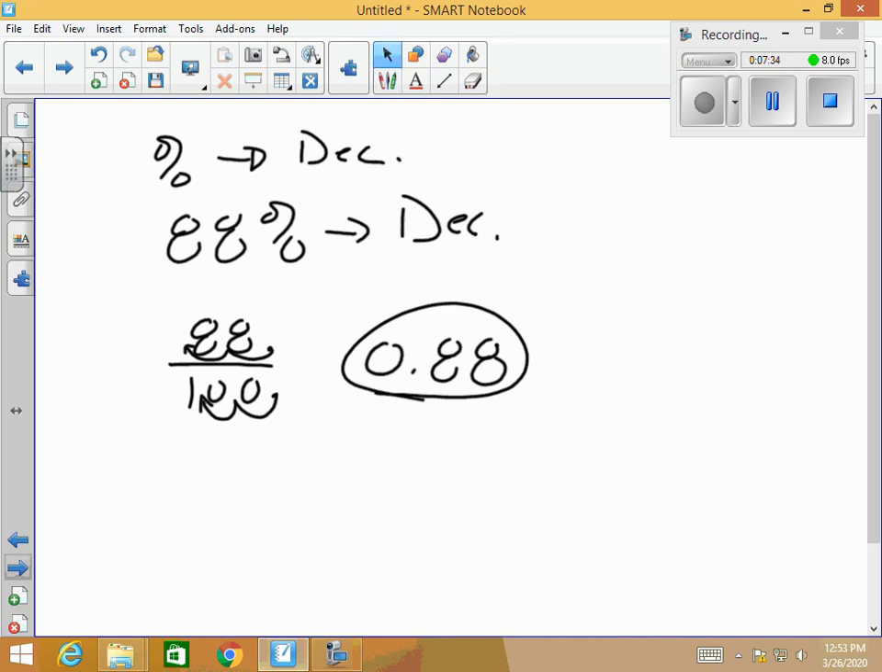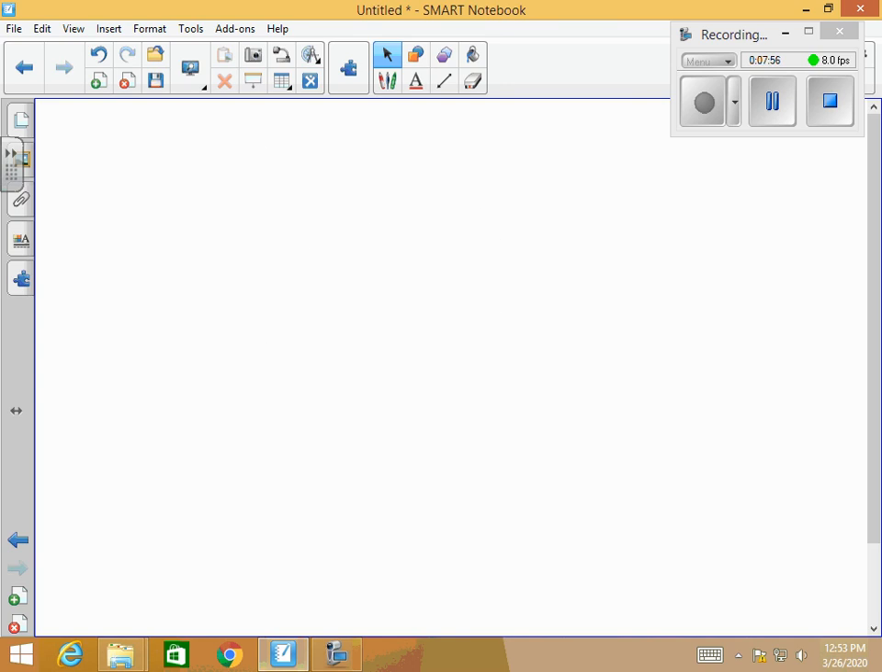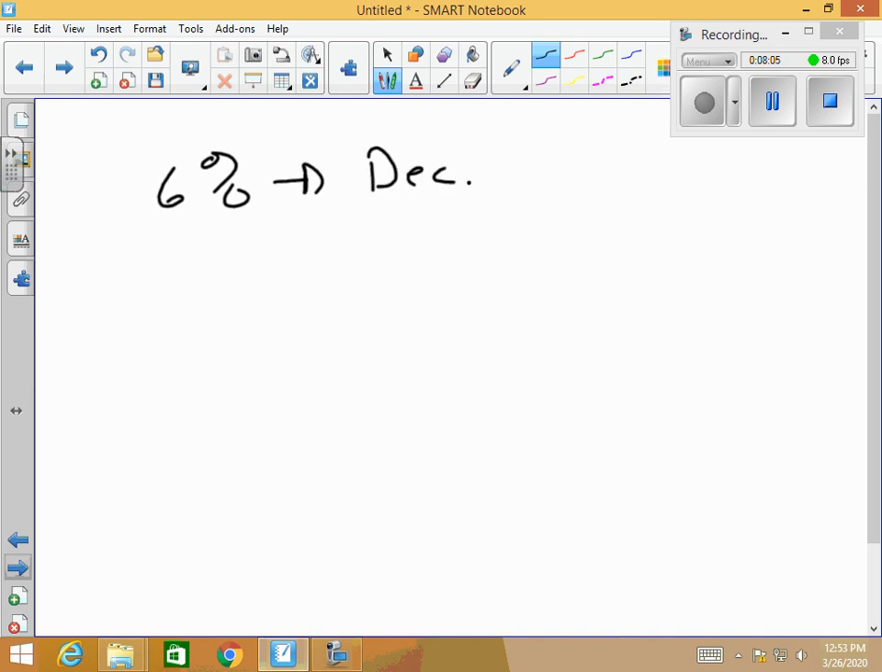And if you remember what I said earlier, anything under 100% is going to be less than 1. This fraction is less than 1, as we could see in our fraction when we changed it. But it also is less than 1 on our decimal value as well. So let's go take a look at another number that might confuse us here. Let's take 6% and change a percent into a decimal.